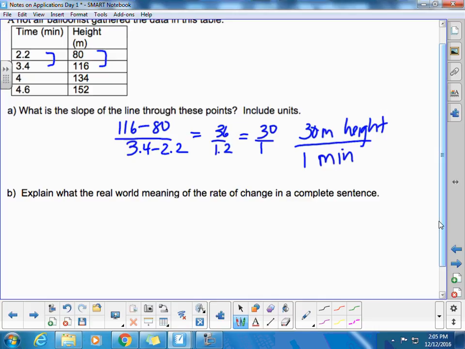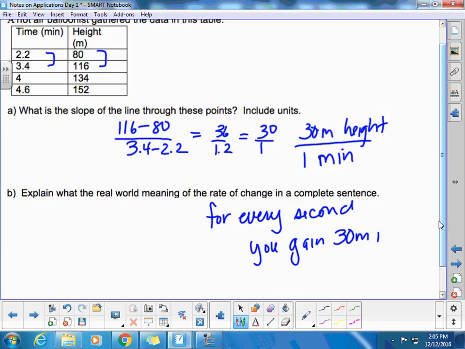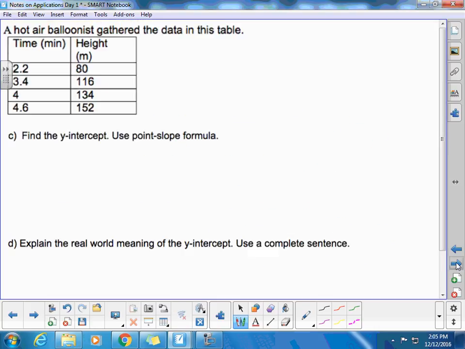Explain the real world meaning of the rate of change in a complete sentence. We kind of did that right there, but that was with units. It would just say, for every second, you gain 30 meters in height. That balloon is going up 30 meters every 1 second you're riding it.